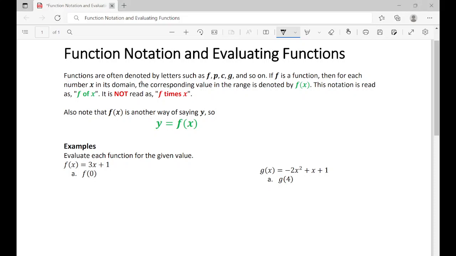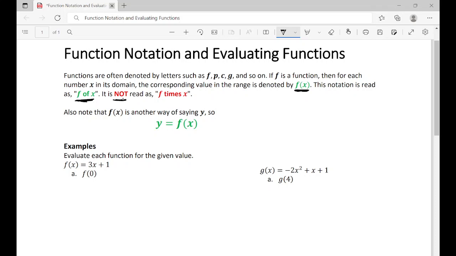Functions are often denoted by the letters f, p, c, g, and so on, but f is the most common, you'll see. If f is a function, then for each number x in its domain, the corresponding value in the range is denoted by f of x. This notation is read, again, as I've said before, f of x. So when you have this here, you read it as f of x.